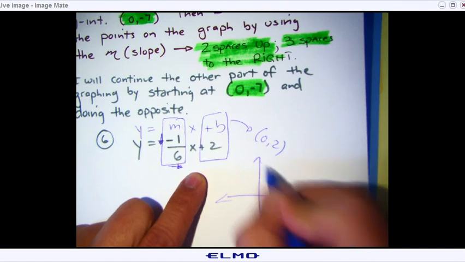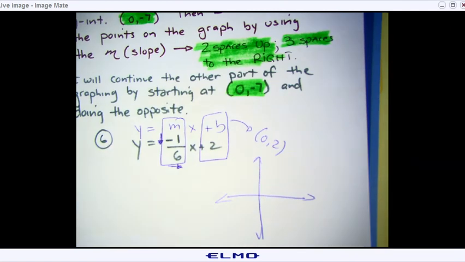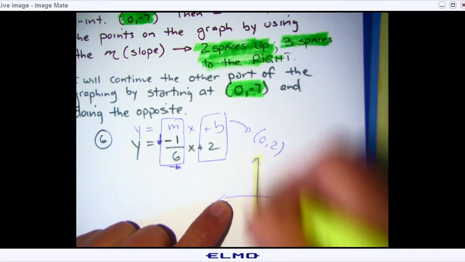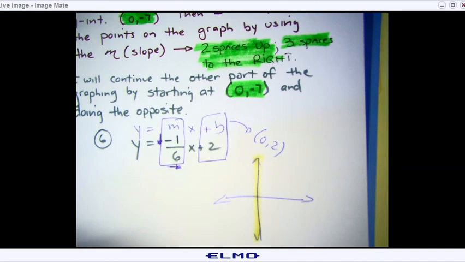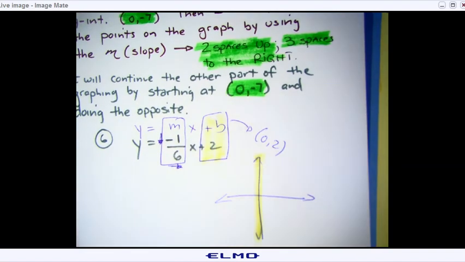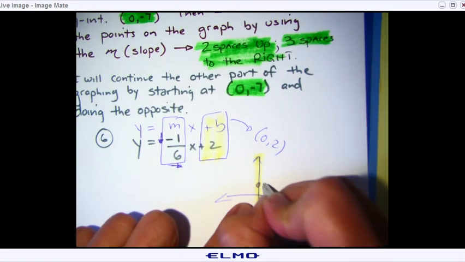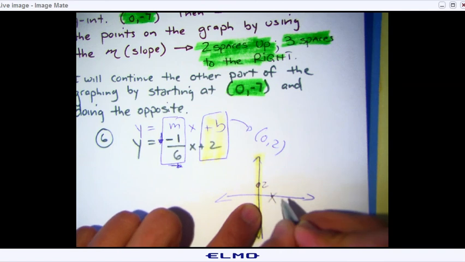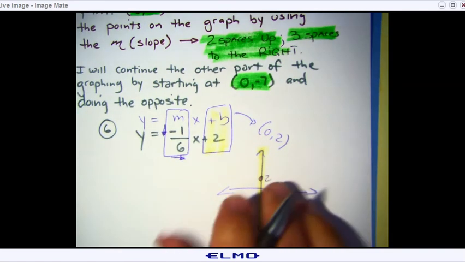Remember, the graph always starts on the y. Always. Never on the x. That's where you're going to start. The b. So that is positive 2, right here. Not right here. No, not right there. Never on the x. You never start there.